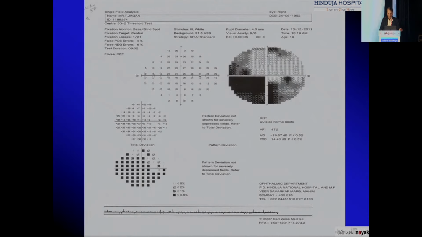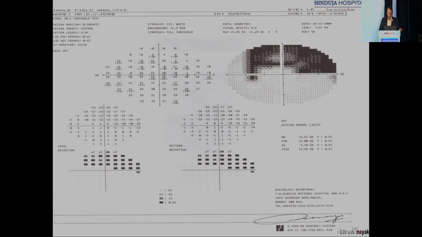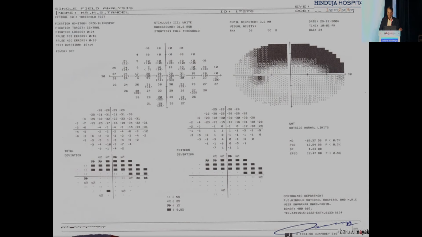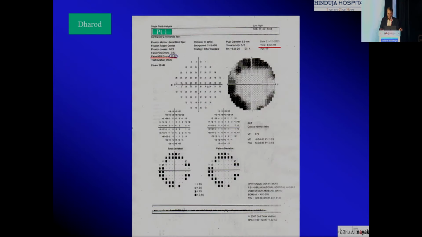And this again is a neurological defect, a quadrantic defect. With these defects, you should always keep your antenna open that you may not be dealing only with glaucoma, maybe something different. Always correlate the field with the clinical findings. This point was also put up by Harsh: of these 2 fields, one is glaucoma, the other is branch vein occlusion. So you have to be careful. And on the learning curve, never rely on the first field. If it is reliable and shows normal, then yes, you can rely. But if it is abnormal, don't rely on it unless you can repeat the test.